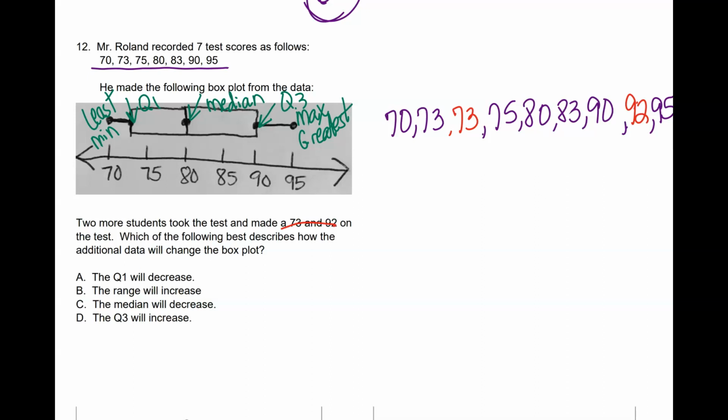A says the Q1 will decrease. Okay, well, we're going to have to go ahead and just calculate these. So first of all, let's find the median. So we're going to cross our numbers out to find the middle number. Okay, so the median looks like it's going to stay the same. This is our median, which is 80.